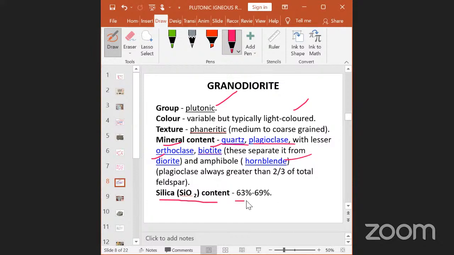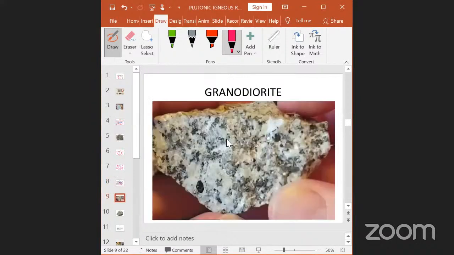And the silica content, how much silica percentage does it have? 63 to 69%, right? So it can be used as aggregate, fill, etc., in the construction and roads industries. It is cut and polished for dimension stones for building faces, etc. So this is the granodiorite. You see the picture, another picture here.